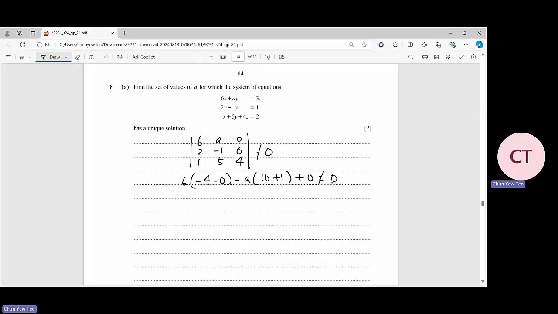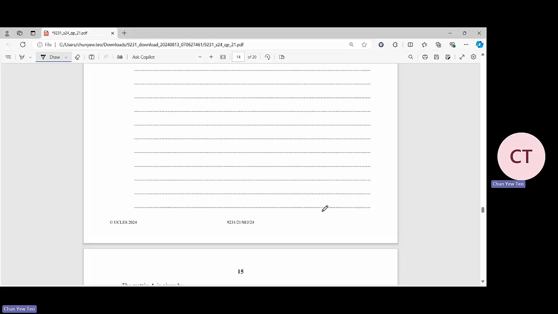So over here, I made a mistake. It's not supposed to be 10. I multiplied wrongly. So this one is 8 minus 0. So at the end, your a is not equal to negative 3. Okay, done for part A. Now we move on to part B.